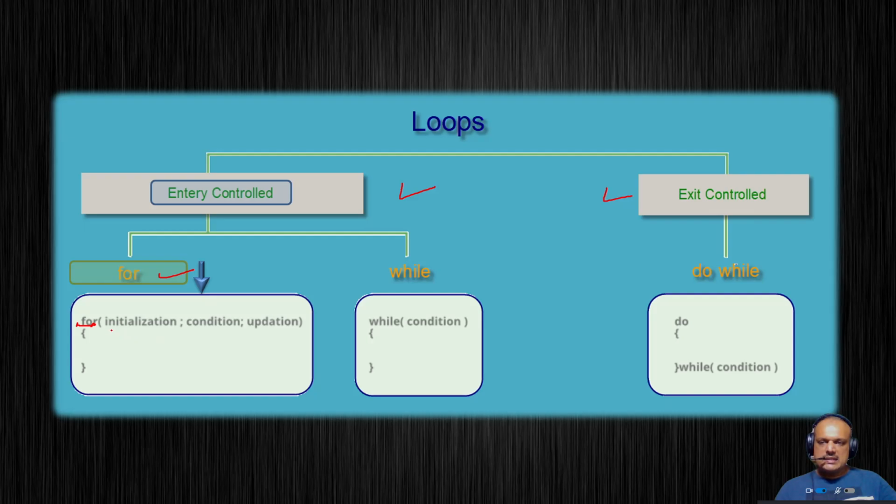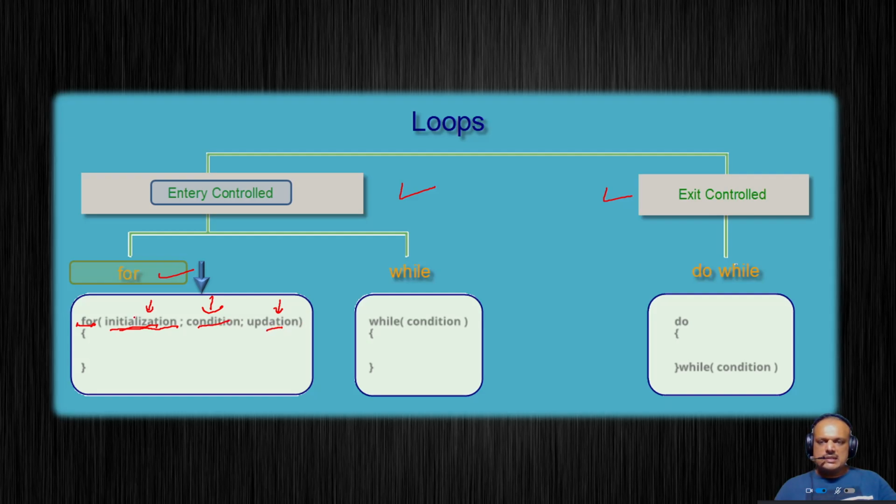Since it is a looping statement, it uses a variable which acts like a counter. So what is the initial value of the counter? What should be the exit value of the counter? What value should I exit at, and how should the counter be updated? So a for loop has three parts: the initialization, the condition, and the updation.